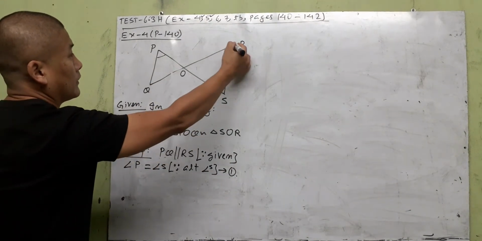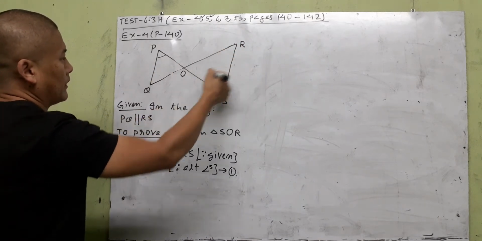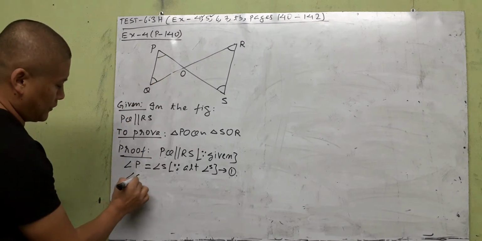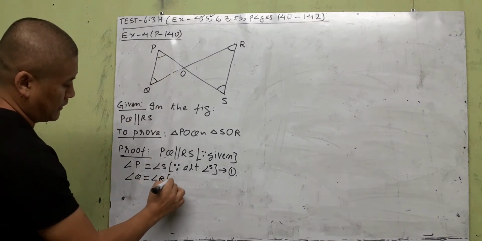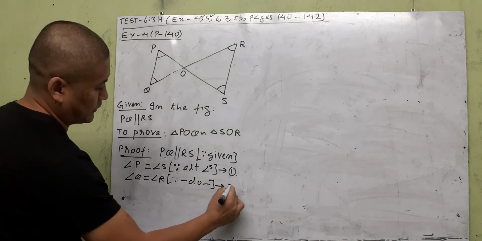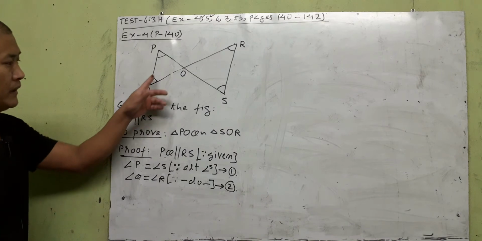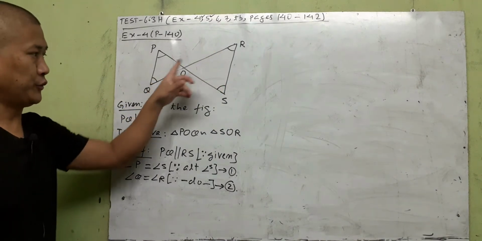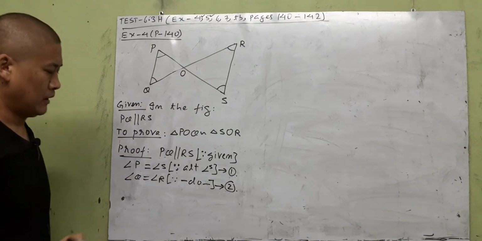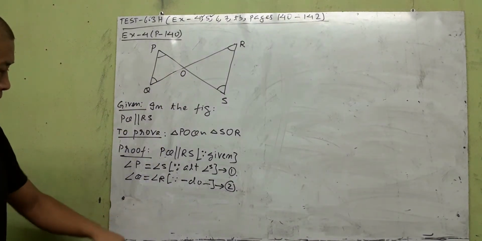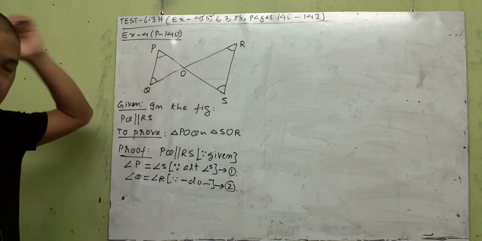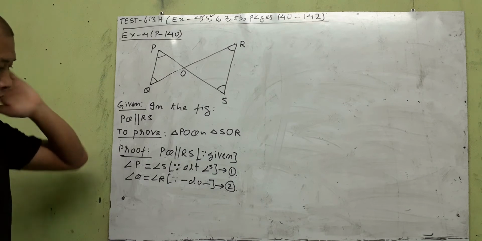If you consider QR as the transversal with the same parallel lines, then angle Q will therefore be equal to angle R, because of the same reason, they are alternate angles. I'm marking here to let you see, but you don't need to mark, okay? So if you don't want to, or even if you do, there's no harm. Marking or no marking doesn't make any difference to your scoring marks.